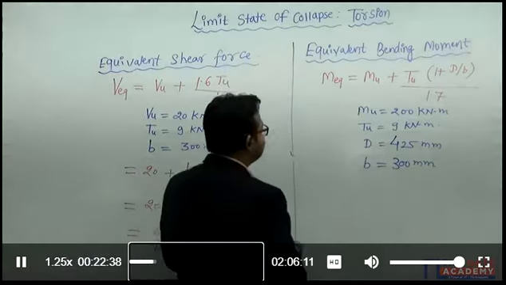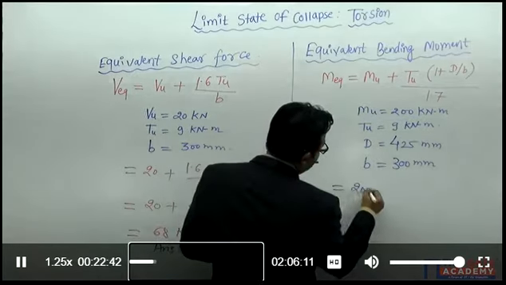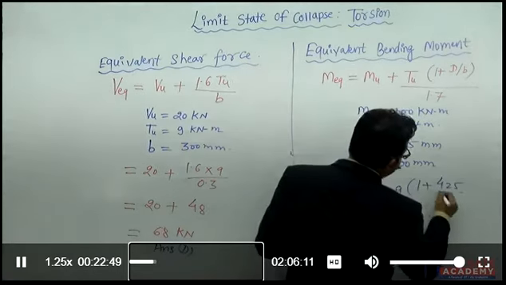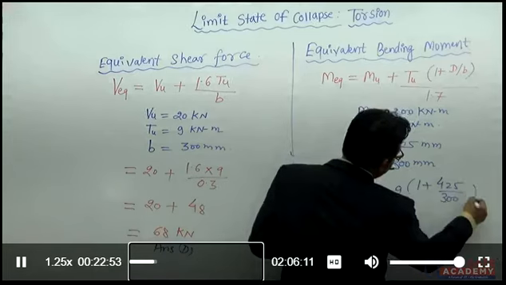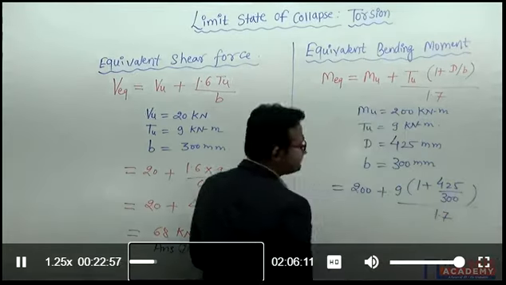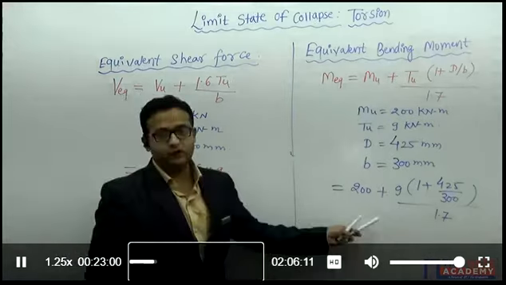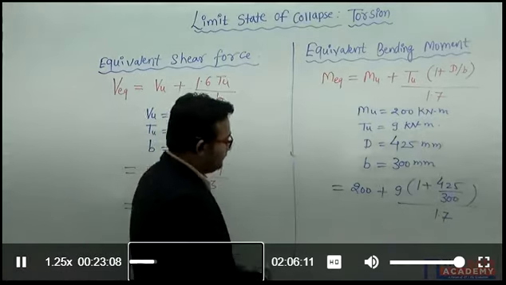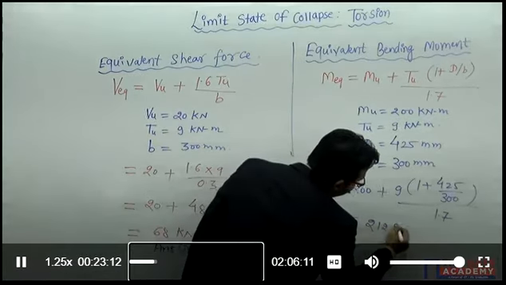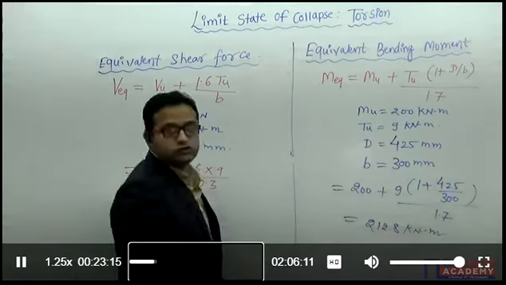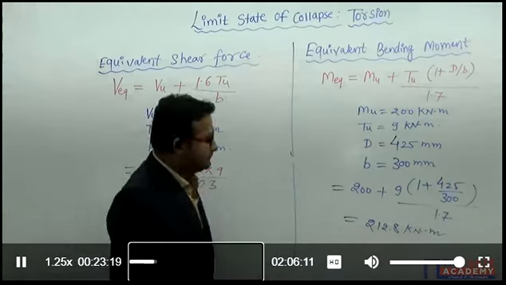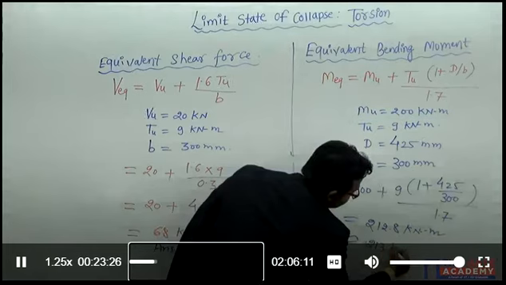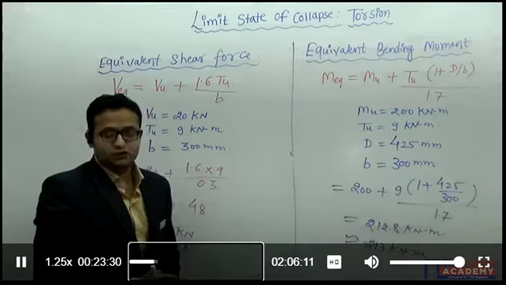The equivalent bending moment, I know the formula: 200 plus 9 into (1 plus D divided by b), where D is 425, the gross depth, and b is 300 mm, whole divided by 1.7. Let's calculate the value. The answer I am getting here is 212.8 kilonewton meter. In the options they have given answer D, 213. It is nearly equal to 213, so my answer is 213 kilonewton meter.